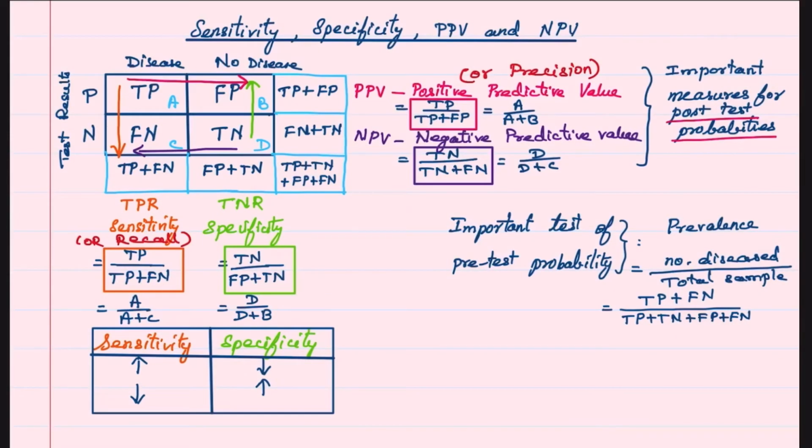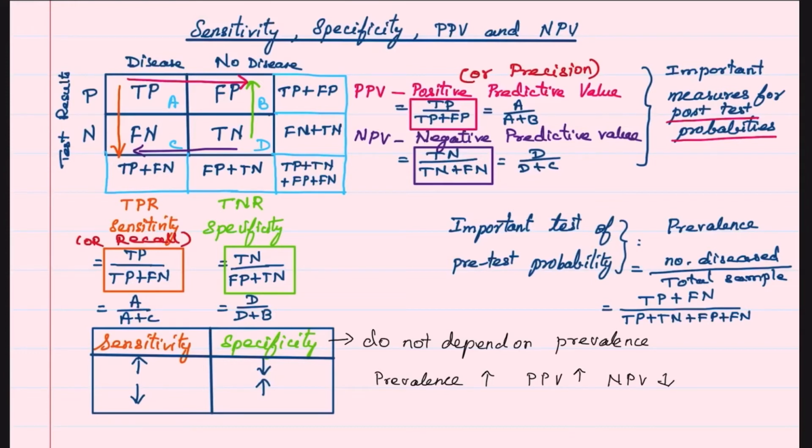Sensitivity and specificity are fixed properties of a test. They don't depend on the prevalence of the disease. Whereas PPV and NPV vary depending on the disease prevalence. If prevalence increases, PPV also increases and NPV decreases. Whereas if prevalence decreases, PPV decreases and NPV increases.